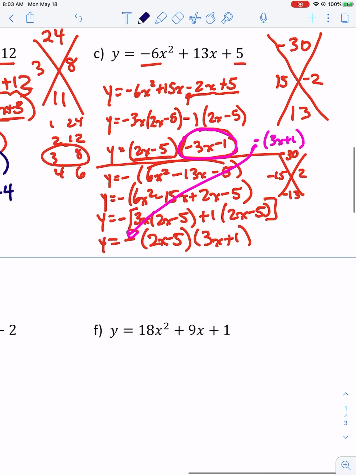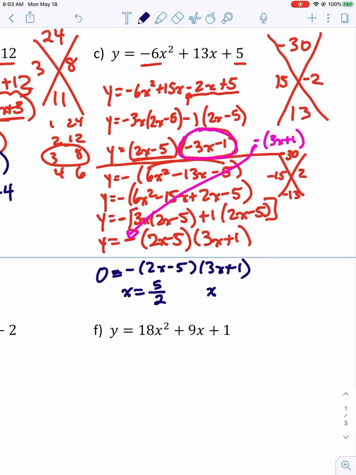And then for this last one here, so 0 equals the negative of 2x minus 5 and 3x plus 1. So x equals, the 5 would go to the other side, it would become positive, and then over 2. And then for the next one, the positive 1 would go over to the other side, it would be negative, and then divide by 3. And you're going to get the same answer if you do that the same way.